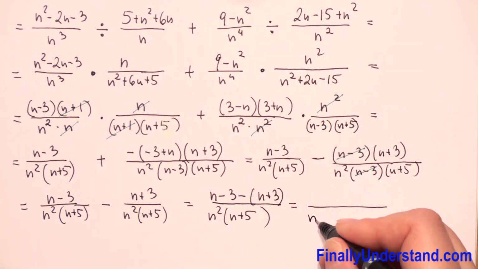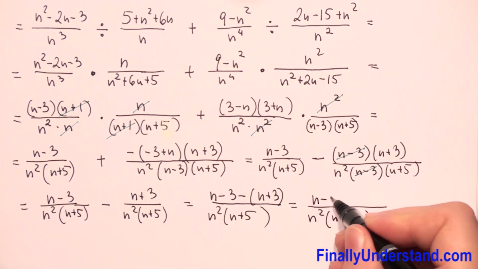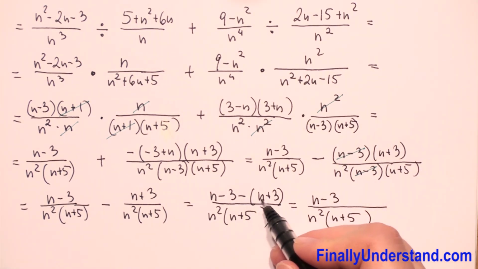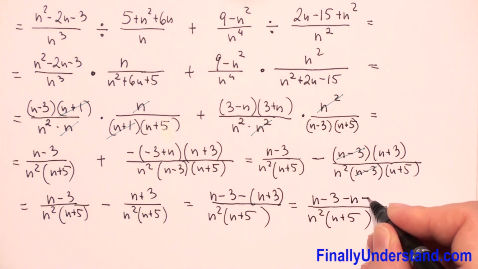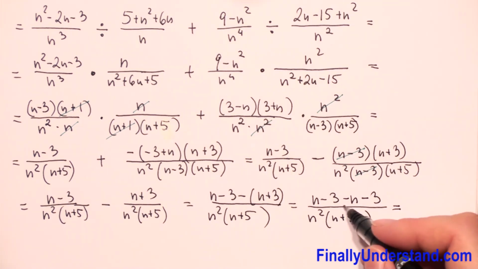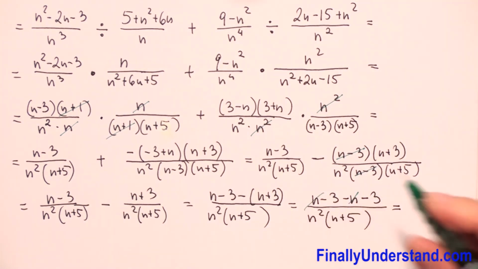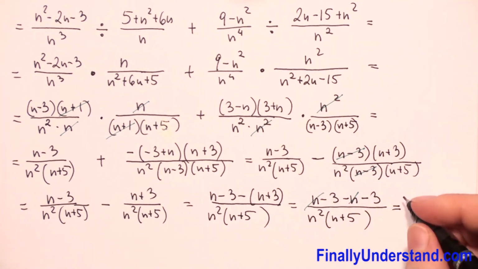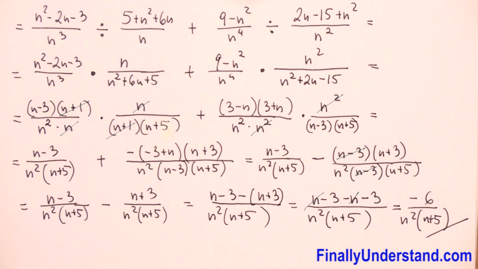So this is equal. Denominator we have to copy, and we have n minus 3, negative sign, so we need to change the sign in parentheses, so it will be negative n and negative 3. So this is equal. N and n, we have n minus n, so we can reduce. So now we have negative 3 and negative 3 is negative 6 over n squared times n plus 5. This is my solution.